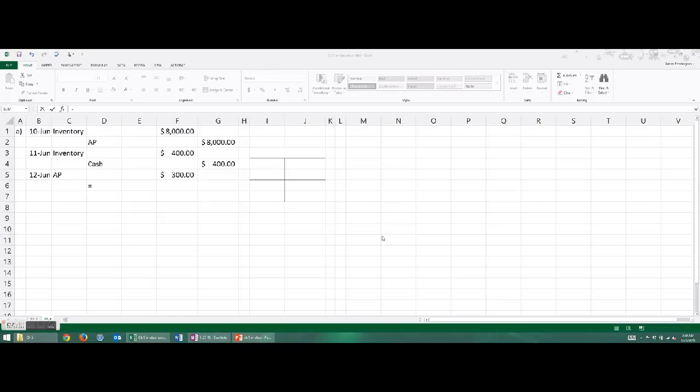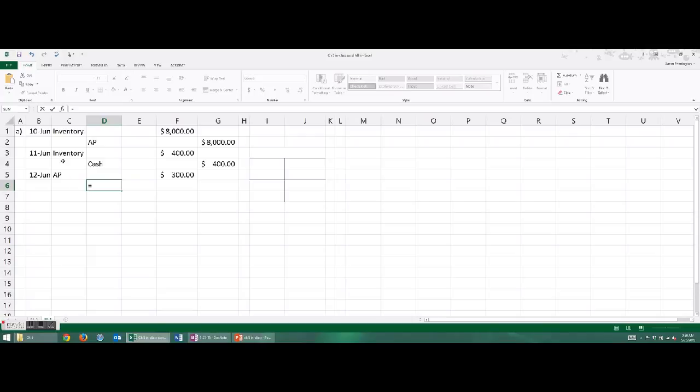Okay, I think we're back now. So we're going to pick back up where we left off. We were looking at the June 12th transaction, the return of defective or damaged merchandise totaling $300. We discussed reducing accounts payable because that inventory wouldn't be paid for.